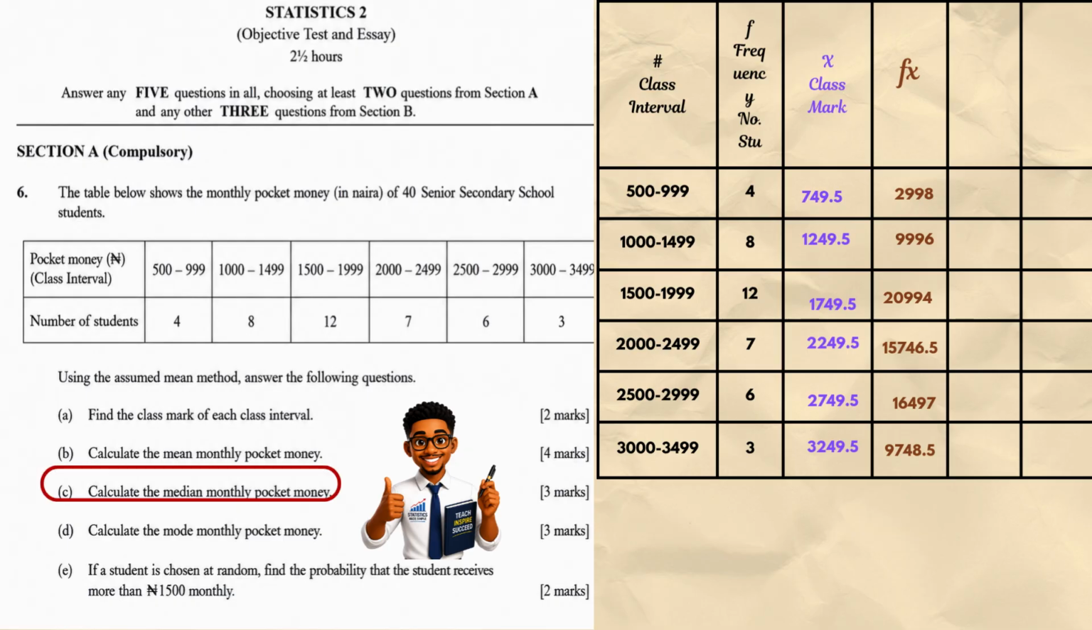Now let's calculate question number 3. Calculate the median monthly pocket money. The median is simply the middle value in a set of data. For group data, we use the median formula.